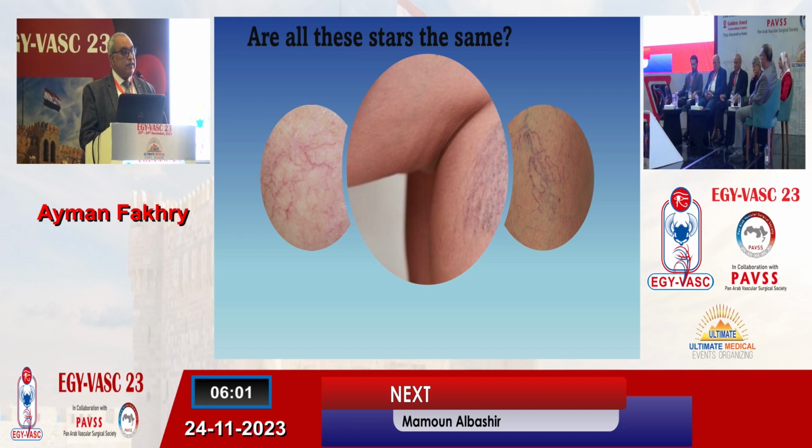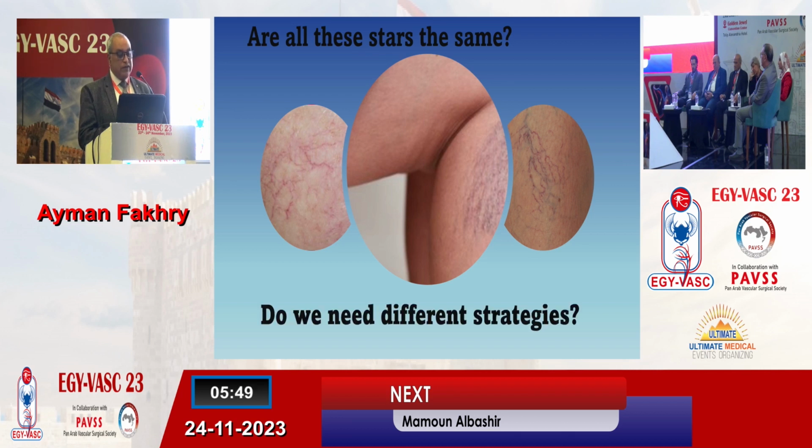Are all these stars the same? No. As you see, there is red telangiectasia, yellow telangiectasia, and violet telangiectasia. So do we need different strategies for these veins?